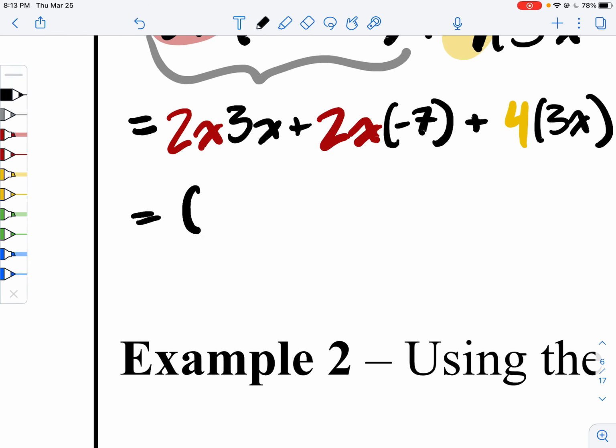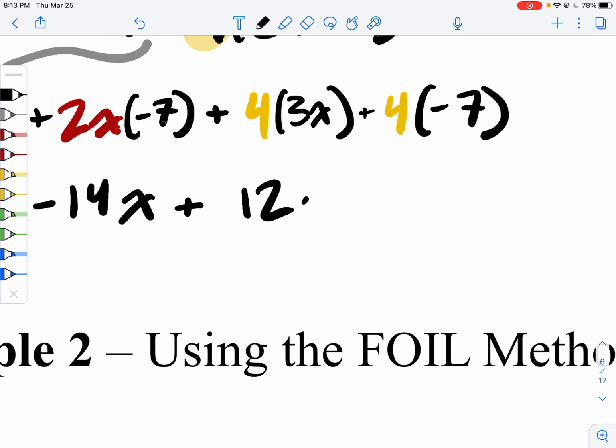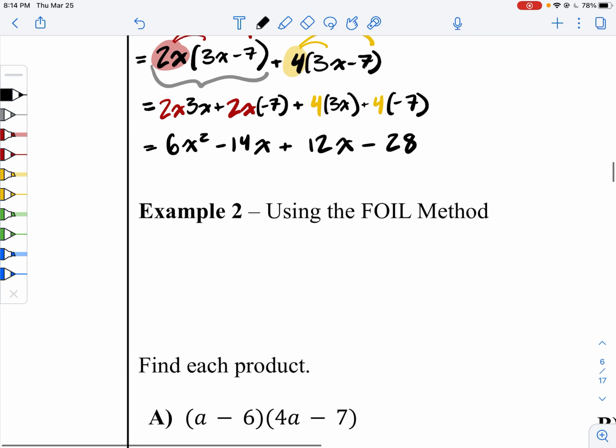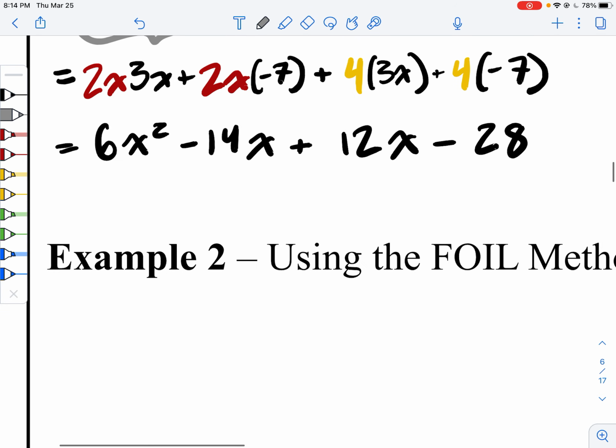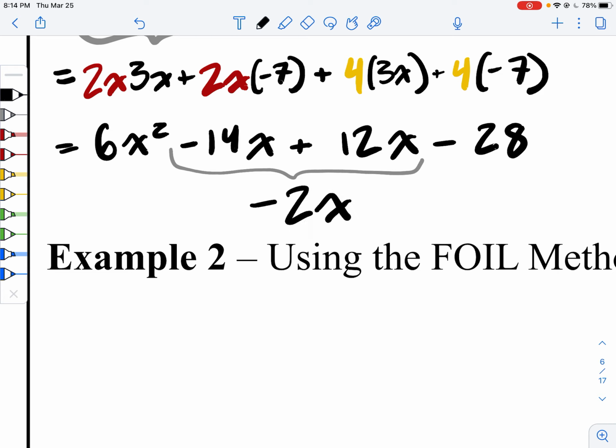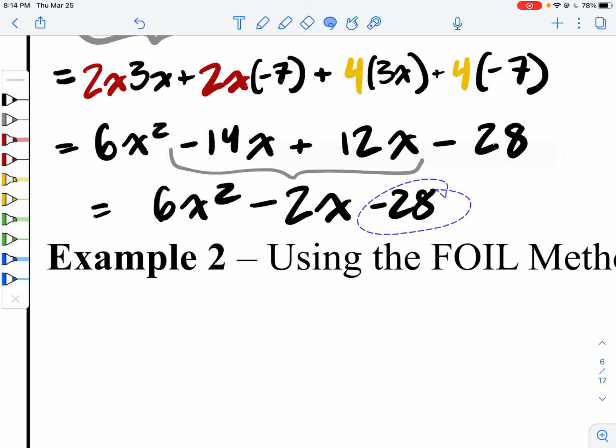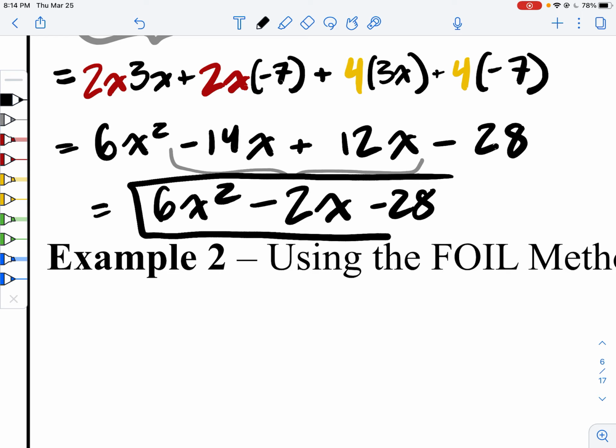Let's simplify. 2 times 3 is 6, x times x is x squared, plus 2 times negative 7 is negative 14, x is x. 4 times 3 is 12, x is still x, and 4 times negative 7 is negative 28. We're almost done. We have a couple like terms in here. Negative 14x plus 12x is negative 2x. So that'll give us 6x squared minus 2x minus 28. So that's one way to do this.